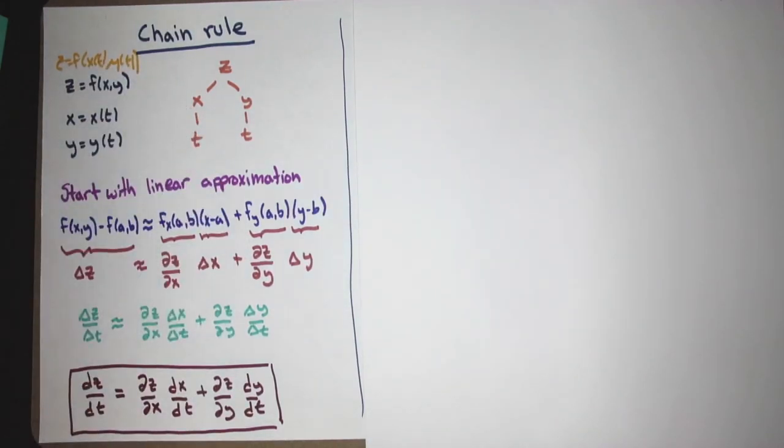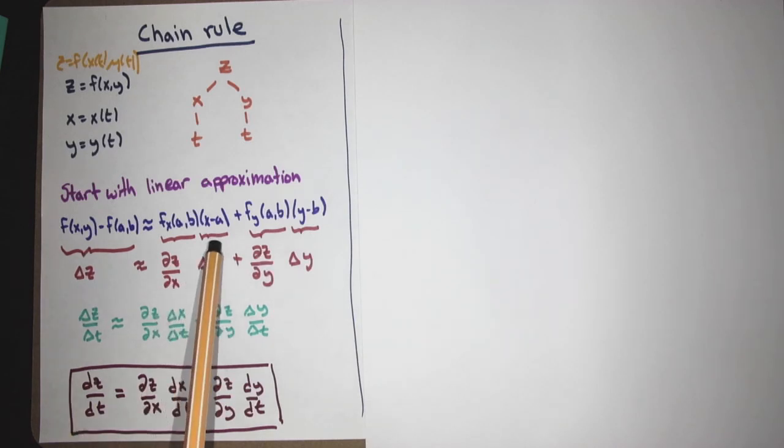So how are we going to do this? Well, we start with our linear approximation, which we just figured out. And we say, well, f of x y minus f of a b, that's f sub x of a b times x minus a, plus f sub y of a b times y minus b. And we say, okay, so we have this linear approximation. We start thinking about our pieces.